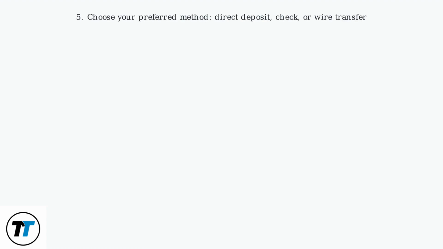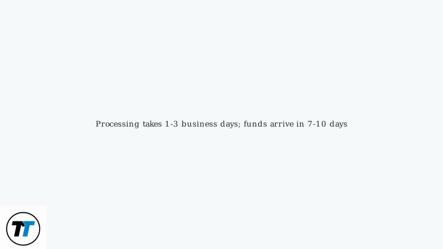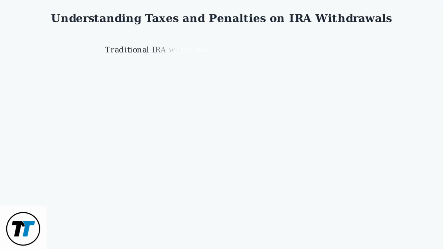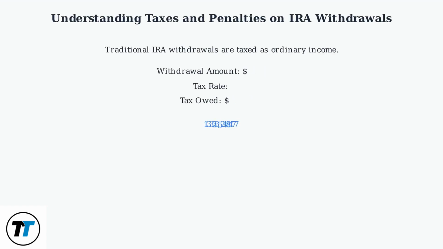Select your preferred withdrawal method: direct deposit to a linked bank account, mailed check, or wire transfer. Finally, confirm any tax withholding. This is mandatory for traditional IRAs, where 10% federal tax is withheld by default. Schwab processes most withdrawals within 1 to 3 business days, with funds typically arriving in your account within 7 to 10 days. Withdrawals from traditional IRAs are taxed as ordinary income.